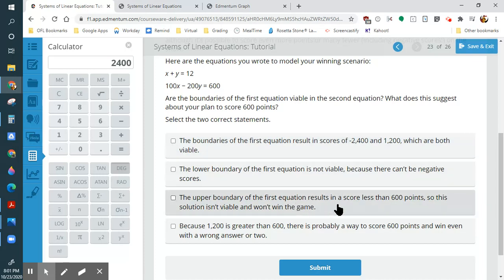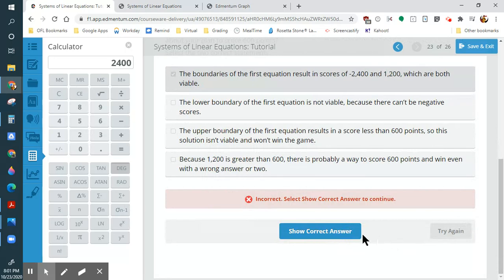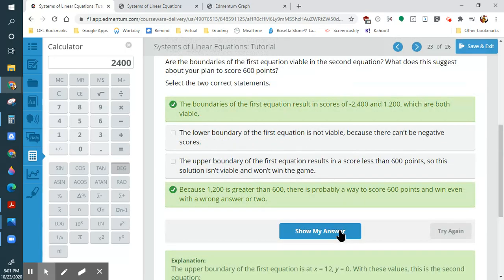The upper boundary of the first equation is less than 1200 points. It's not less than that. It's actually 12. Edmentum, what are you talking about? Let's try this because I don't know what they're talking about. Let's see what they're talking about here. They're not both viable.